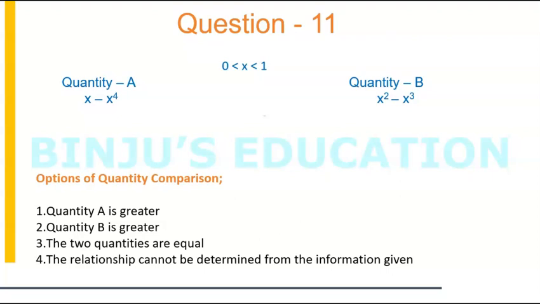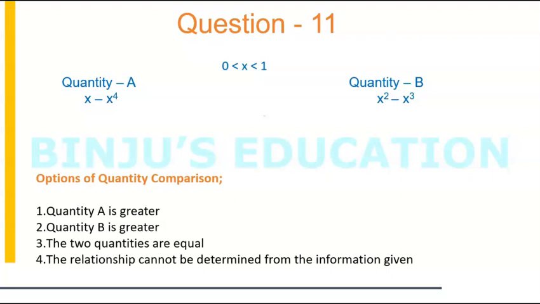Alright, so we have another question which belongs to the range of 0 to 1. I hope everyone now remembers the conclusion, right? We have done a couple of questions from 0 to 1. This was one of the main highlights when we were doing the basics of inequalities also, right? Now, let's understand. We have quantity A, x minus x to the power 4. We have quantity B, x square minus x cube.